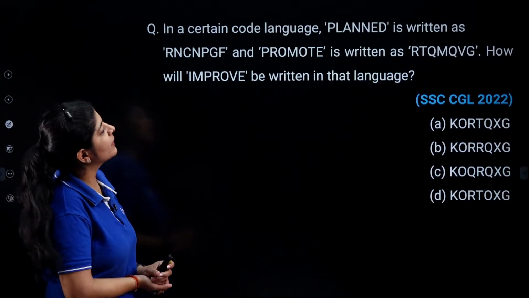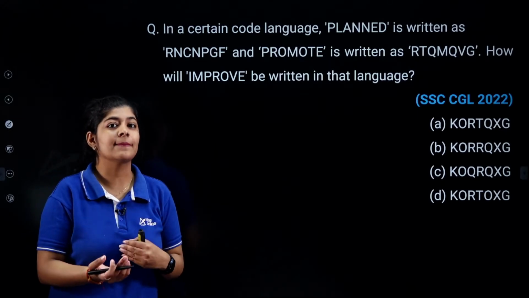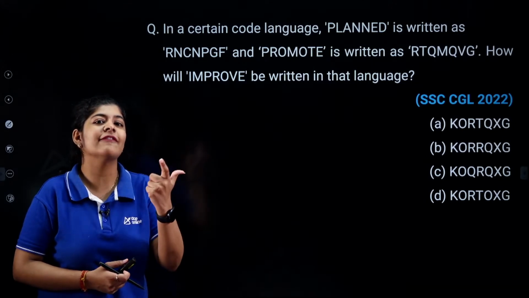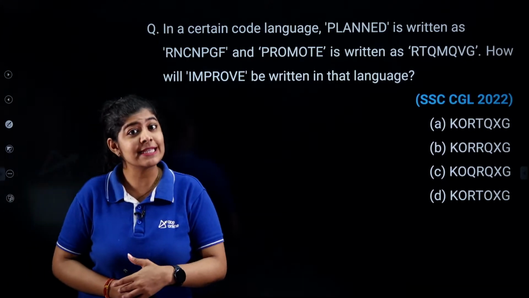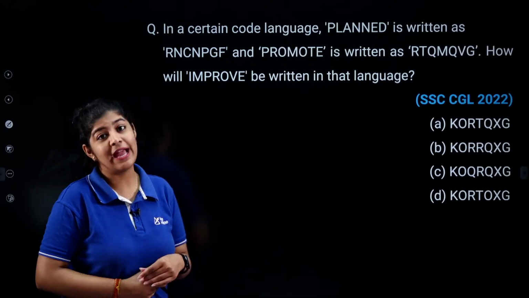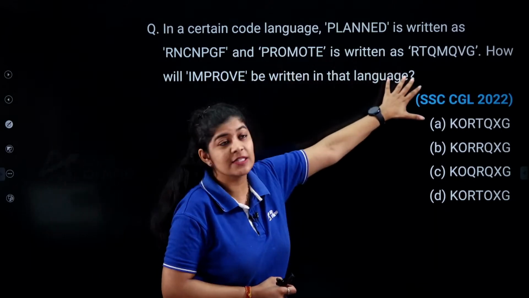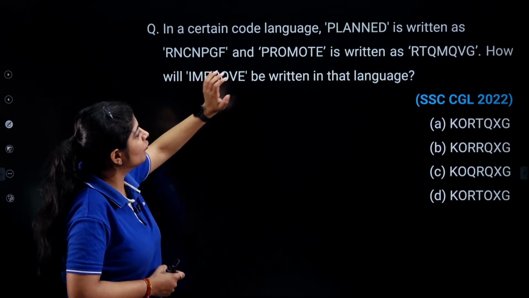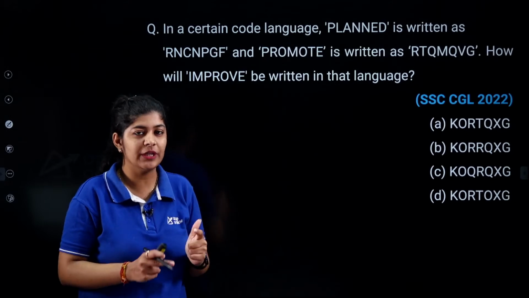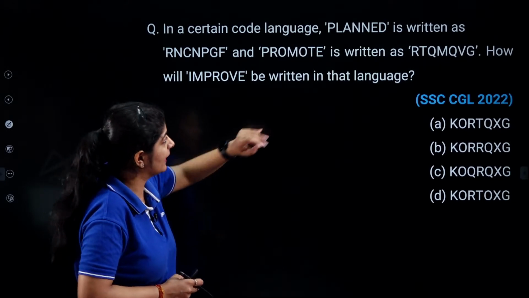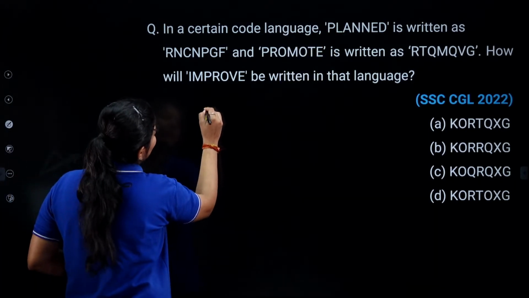Now let's move towards the next question. So the next question is from the concept of coding decoding. Here in coding decoding we are having several types, but what we need to do is identify the pattern, we need to catch the given pattern. Okay. So the question is saying that in a certain code language, plant is written as this one and promote is written as this one. How will improve be written in that language? So whenever we are having such type of things, we need to identify the common pattern which is applicable in both of these given words. Okay. So here what we are having is plant.